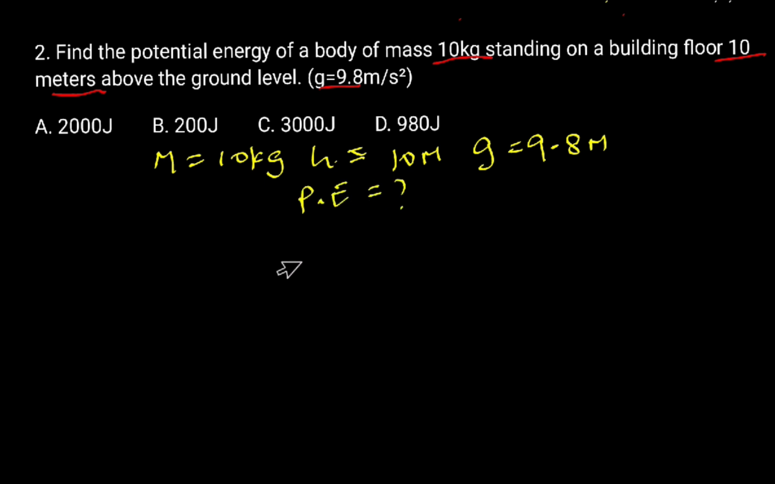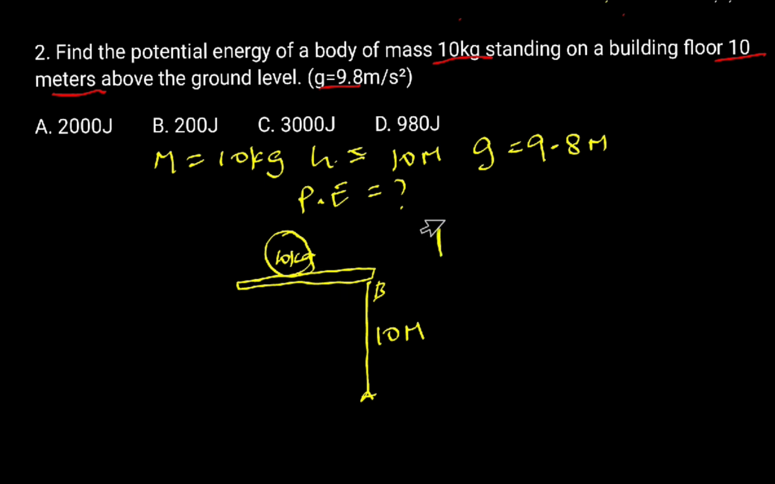So let me illustrate this question. A body of mass 10 kg is standing on a building floor. So let this be the body of mass 10 kg, and let this also be the building floor. The height of this building floor from the ground, let's say A and B, is equal to 10 meters. And we are asked to find the potential energy of this body.